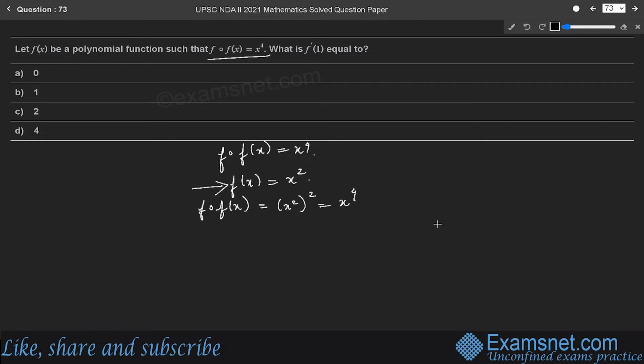Now we have to find its derivative. So f dash x will be equal to 2x, but we have to find it for x equal to 1. So f dash 1 will be equal to 2 into 1, which is 2. So the correct option for this question is option number C, which is 2. So it was a very simple question.